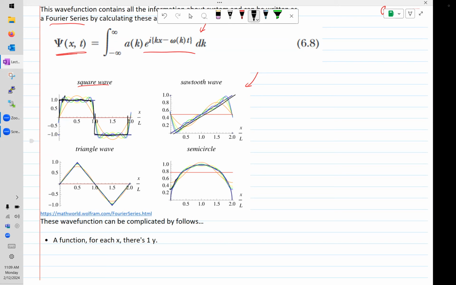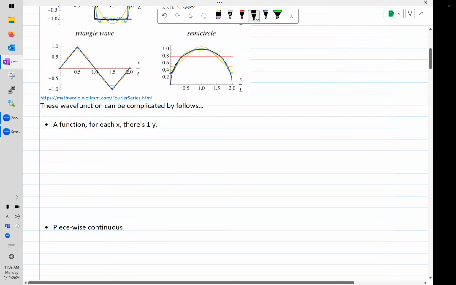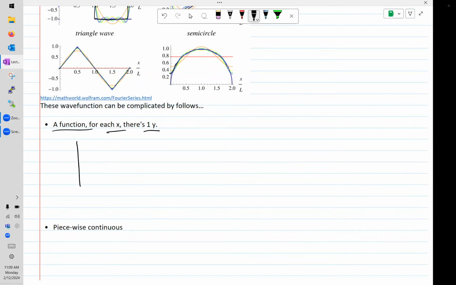But these wave functions follow some rules, right? Well, first of all, it has to be a function, where for each independent variable there's always one dependent variable, right? So for example, this will be a function. But I think that's not a function. Let me see if this is not a function. If for each X you can have two possible values, that doesn't make any sense in a physical system. Okay.